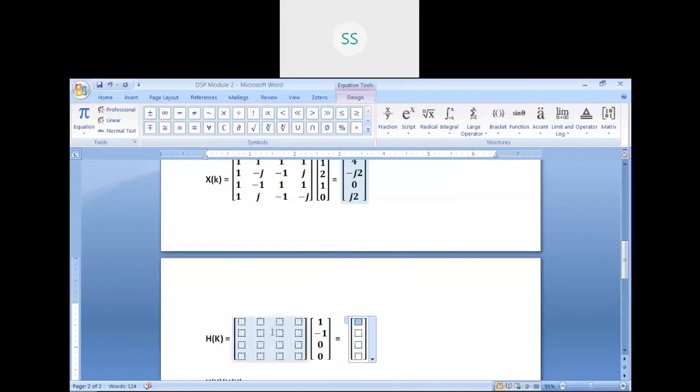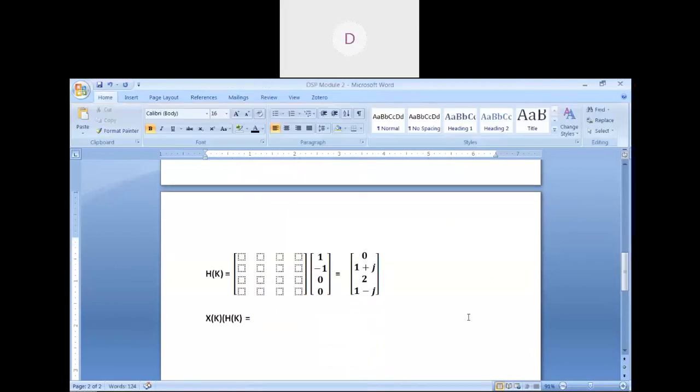Yes. So here the matrix will remain the same, so the solution will be 0. Next, 1 plus j, 1 plus j, 1 plus j. Next, 2, 1 minus j. Then 2, and the last will be 1 minus j. Okay, so the answer will be 1 minus j.